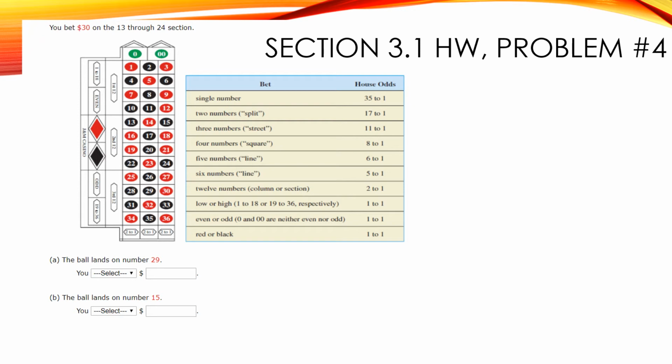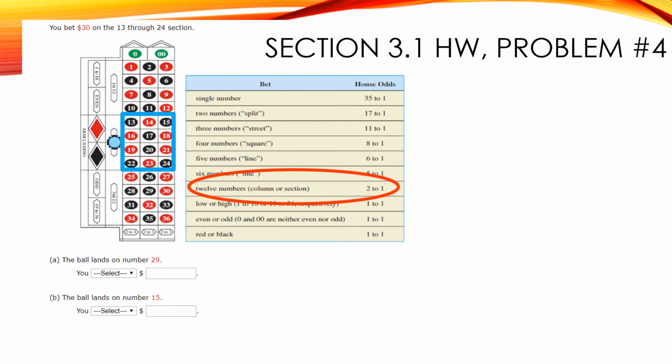So I'm going to put my number down. That's a 12 number column or section. So I'm putting my chip down on the second 12. Notice that the house odds here are 2 to 1. So you're not going to win a whole bunch of money, but you have a pretty good chance of winning. Part A says the ball lands on number 29. Let's look at our section 13 through 24. So 29 is not in that section.